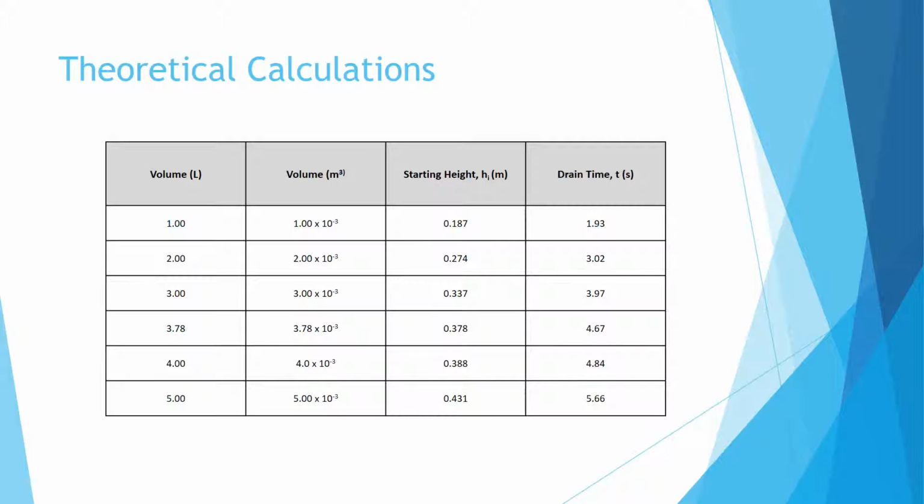So the table shown is going to be the theoretical calculations for the volume of water to exit through our orifice, assuming it's a sharp edge orifice, along with our assumptions. For this given demonstration, we use 3.78 liters of water, which is equivalent to 1 gallon. The theoretical time it should take is 4.67 seconds to drain.